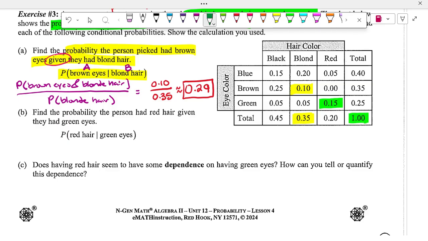So I got 0.15 as the intersection. So we need the red hair. I'm just going to abbreviate this. We need the probability of red hair and green eyes over the probability of green eyes. So this would be 0.15, because that's the probability of them both happening, over what? 0.25, which is the probability of one of them happening, or in this case, the green eyes. So if you put that in your calculator, what is that as a decimal? 0.6. It's 0.6 exactly. Okay.